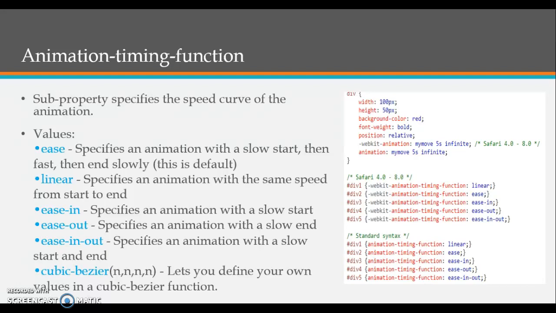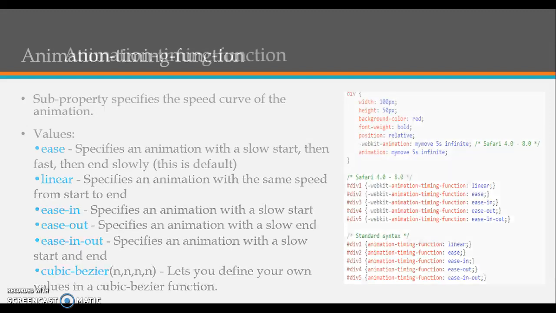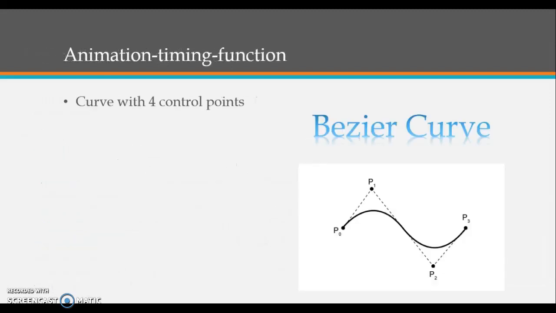And then we have the cubic bezier. So this one lets you define your own values in a cubic bezier function. Let's talk about this a little bit more. A bezier curve is a curve with 4 control points. We have them right here, and they can be changed to whatever it is that we're looking for.